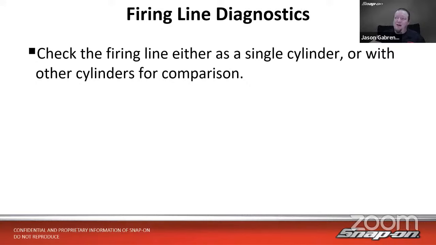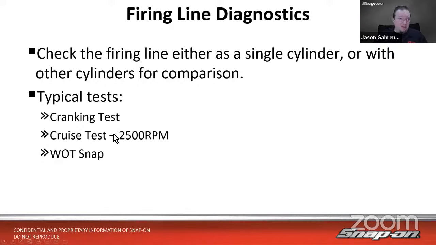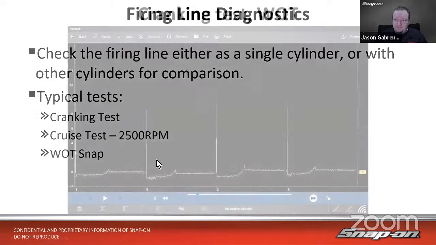So you're going to check the firing line either as a single cylinder or with other cylinders for comparison. I would definitely do that because you don't want to just pick the one that you think is bad and then ask why is it bad? Because it's bad. So you always want to check at least one other thing for comparison. And that's true for pretty much any component on a car, if you have multiples of them. Typical tests that we can do, though, are a cranking test, a cruise test at about 2,500 RPM, just hold the throttle, and then a wide open snap.